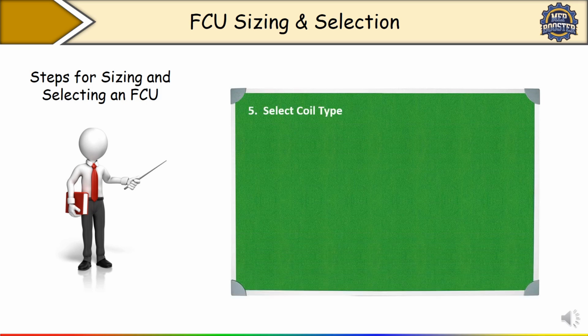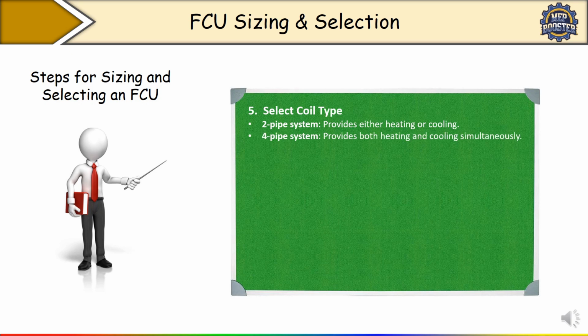Then the next step, select the coil type. Which coil type do we need? There is a 2-pipe system and a 4-pipe system. A 2-pipe system generally provides either heating or cooling. A 4-pipe system provides both heating and cooling simultaneously. So you have to select the coil type as per your requirement.